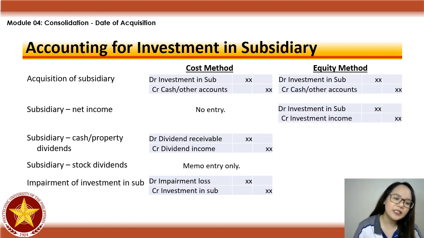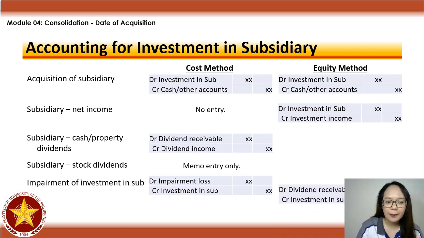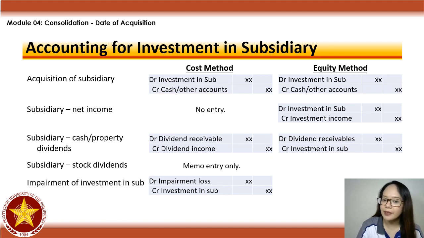Okay. So, kapag si subsidiary nag-declare ng cash or property dividends, your entry will be debit dividend receivable. Siyempre, makaka-receive ka. Credit investment in subsidiary. So, it decreases your investment account because it is presumed as return of investment. Yung dividends. Yun yung view mo kapag equity method. Kapag stock dividend, same memo entry only.